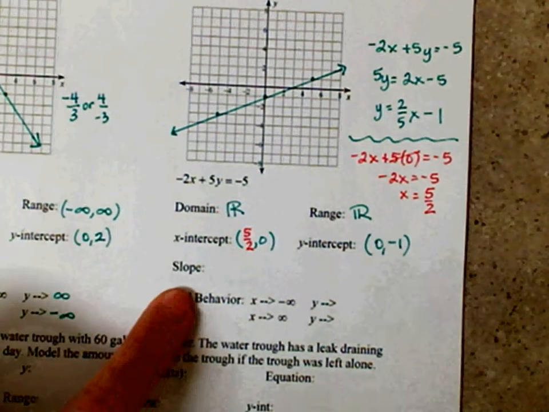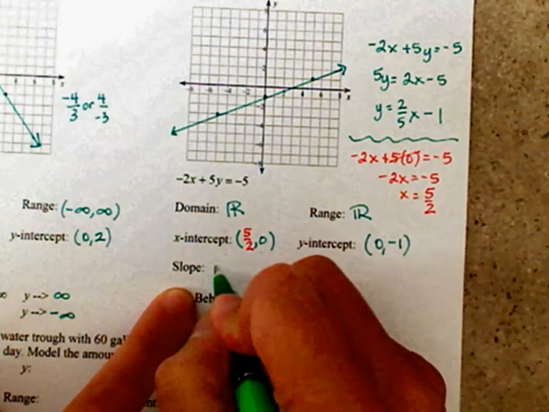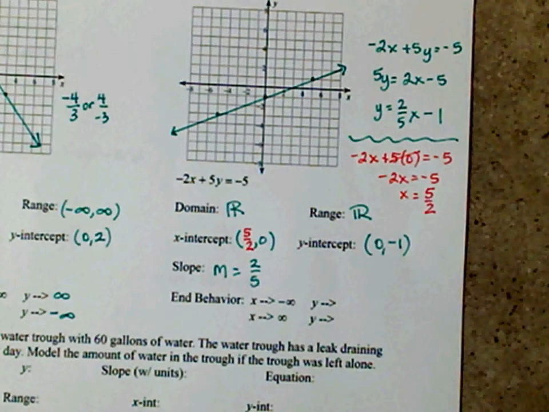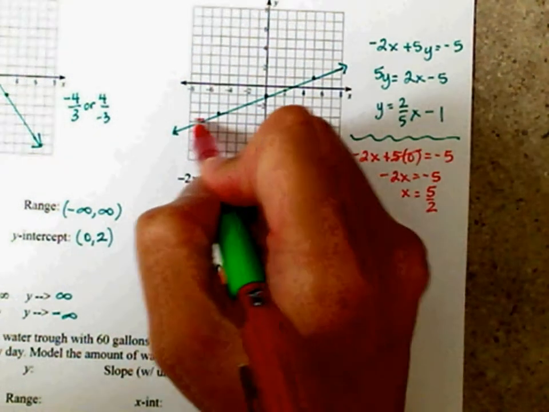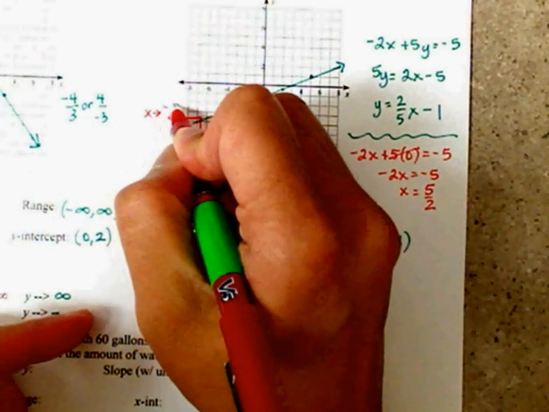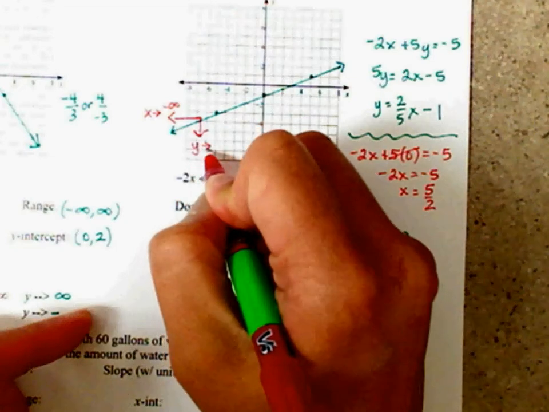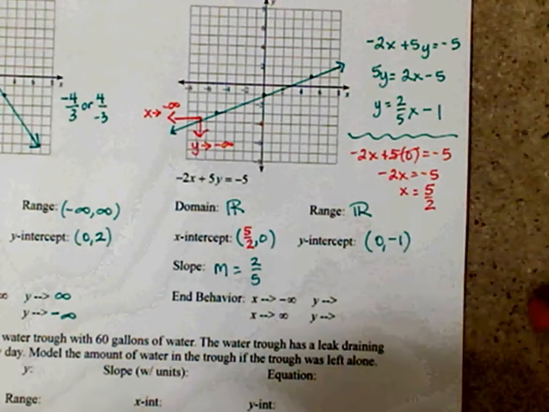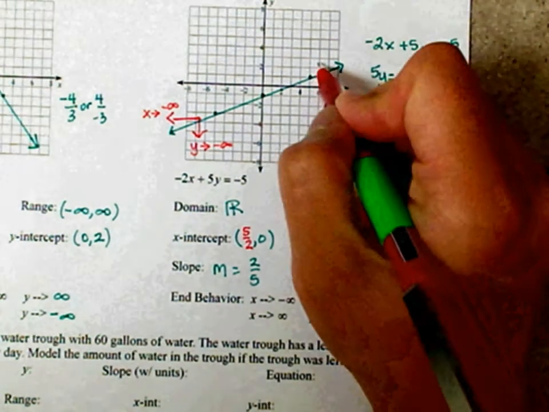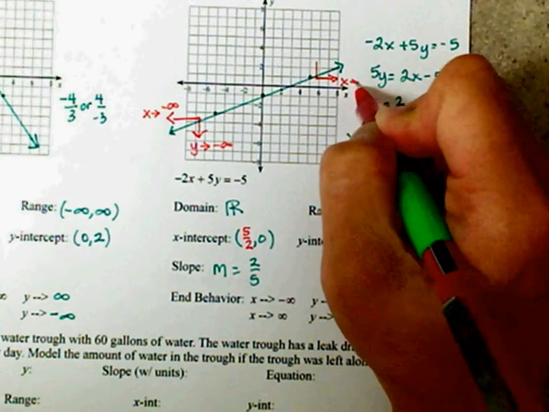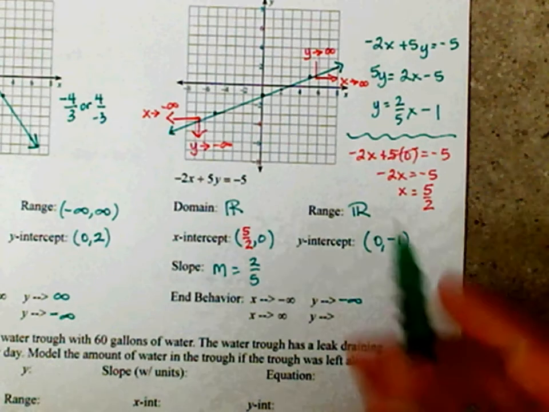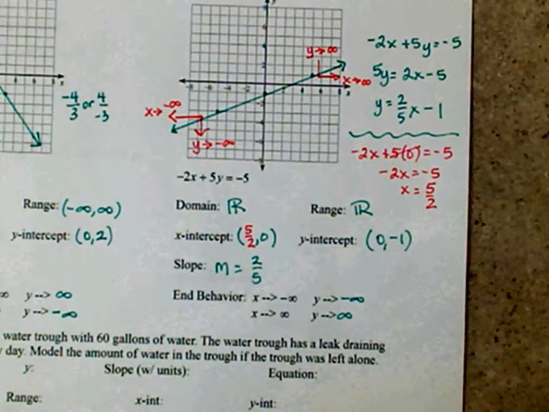Your slope in slope-intercept form, m, is equal to 2 over 5. Take a look at your end behavior, that's this part right here, because as x is approaching negative infinity, your y is also approaching negative infinity, as you can see. This one is approaching positive. Look at your x. X is approaching positive, while y is also approaching positive. And there you have your end behavior.